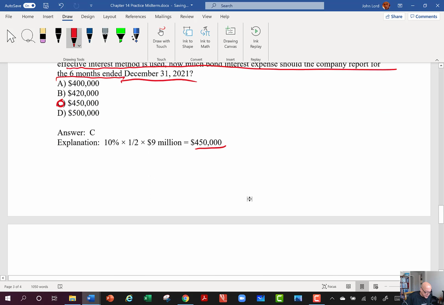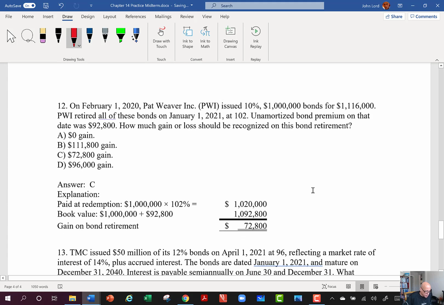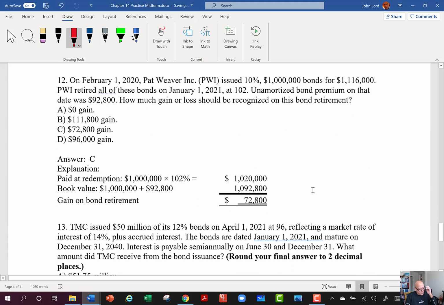Let's take a look at number 12 here. What's happening with number 12 is they're calling this bond before maturity. And when a bond is called before maturity, the process is what? We figure out how much cash they're going to have to pay to retire that bond. We're going to compare that to the carrying amount of the bond. As you know, carrying amount of the bond is the face minus the discount, or the face plus the premium, one or the other. Okay, can't be both. It's either a discount or a premium, right?